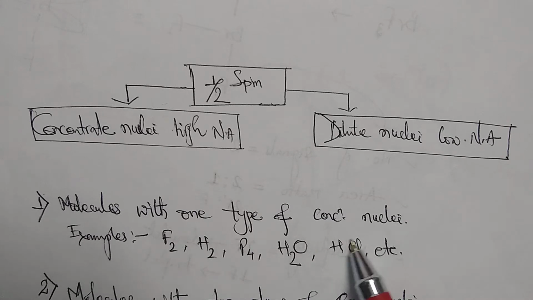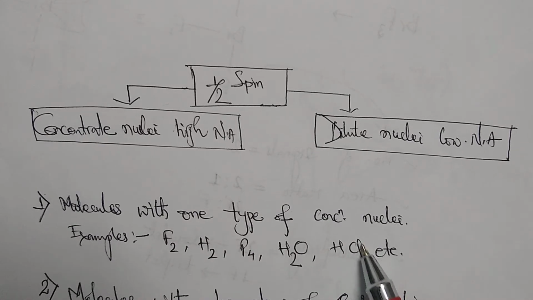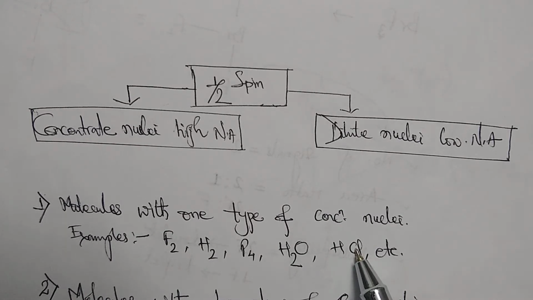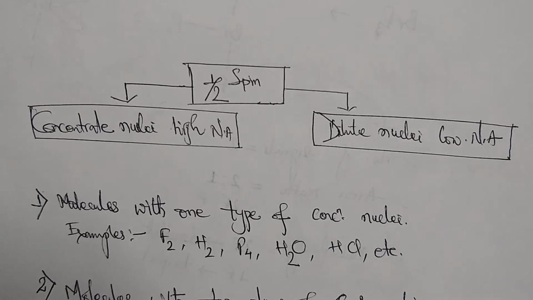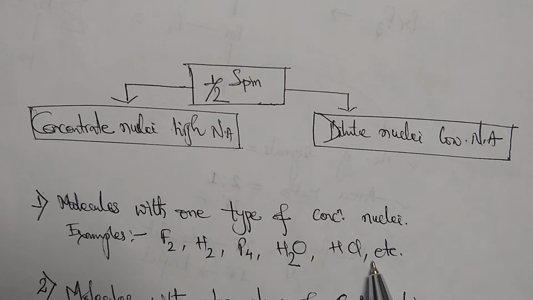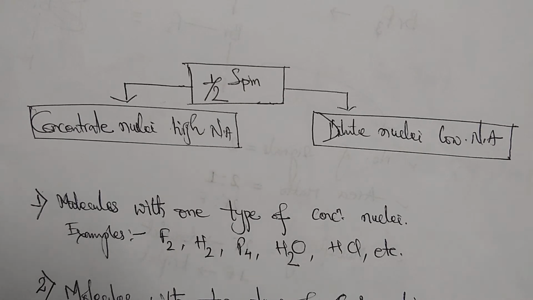NMR activity, because the other atoms, like chlorine over here, are non-magnetic, so they will not give an NMR signal. Those that give the NMR signal are concentrate nuclei. So only one type of concentrate nuclei is considered in this first kind of molecule.